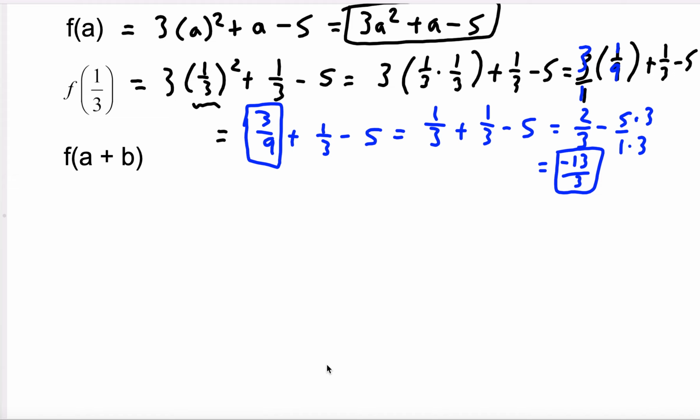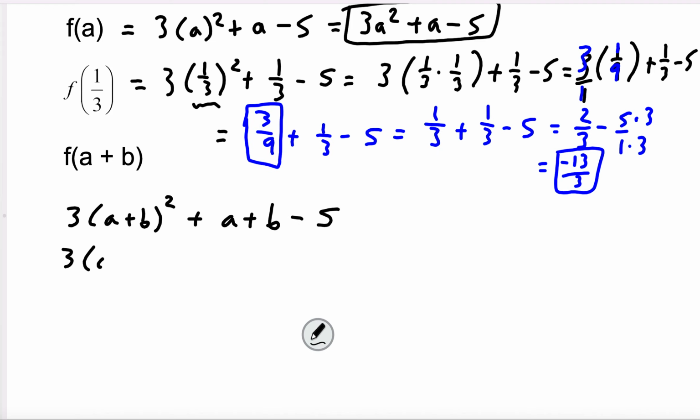So again, we're just going to substitute it in there. So I'm going to do 3 times (a plus b) squared plus (a plus b), and then minus 5. I'm just substituting the a plus b in there for the x. So this (a plus b) squared, when it's squared like that, it's (a plus b) times (a plus b), plus a plus b minus 5.